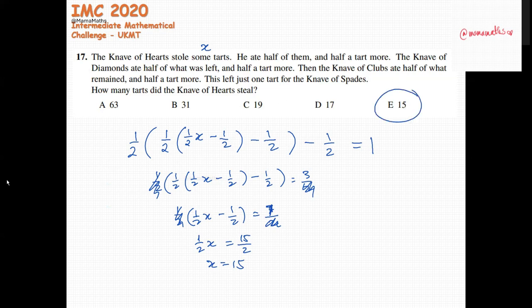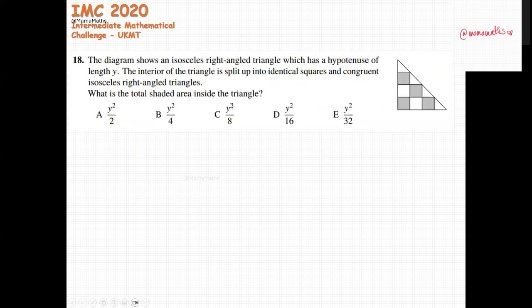Okay. Next question, question number 18. The diagram shows an isosceles right-angle triangle which has a hypotenuse of length y. The interior of the triangle is split up into identical squares and congruent isosceles right-angle triangles. What is the total shaded area inside the triangle? Let's count the squares first. We have 4 shaded ones, and for the white ones, 1, 2, 3, 4. So basically, 1/2 of the triangle is shaded.